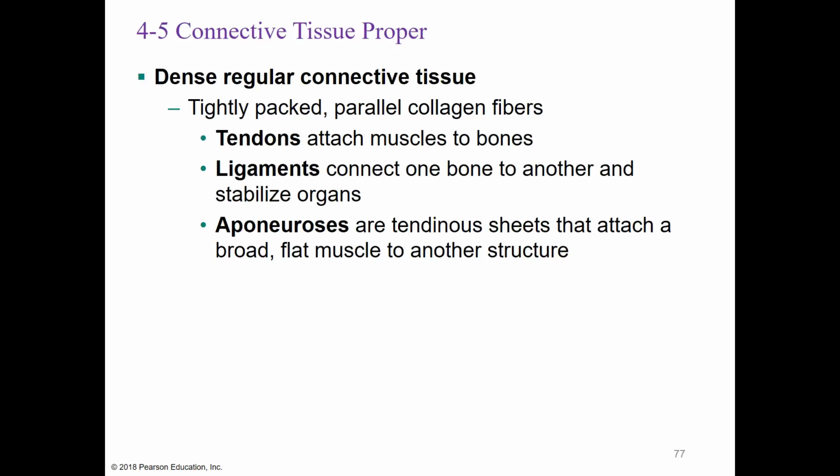And we'll also find it in aponeuroses, which are tendons, but they are big tendinous sheets that will attach a broad, flat muscle to another structure. And we're going to find one of those right on top of the skull. So if you take a look at a picture of a muscular view of the head and neck, you will see a nice big flat aponeurosis going across the top of the skull.